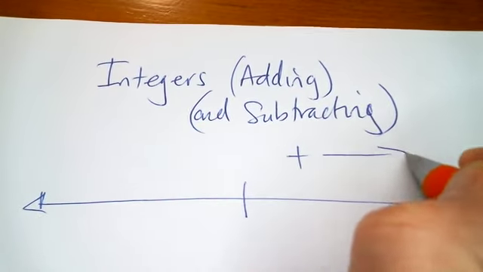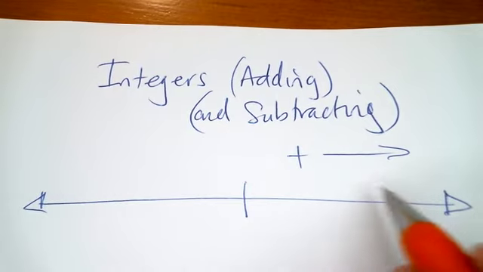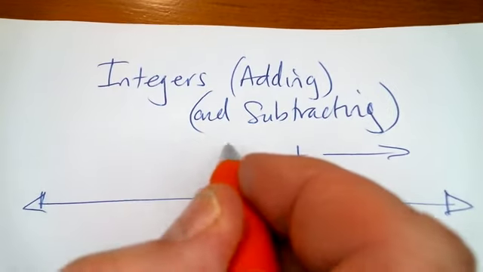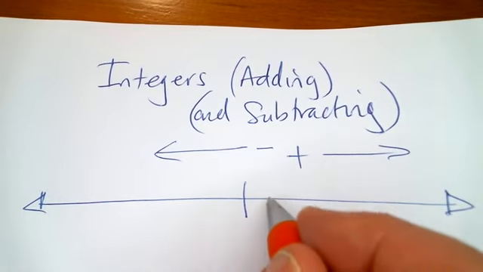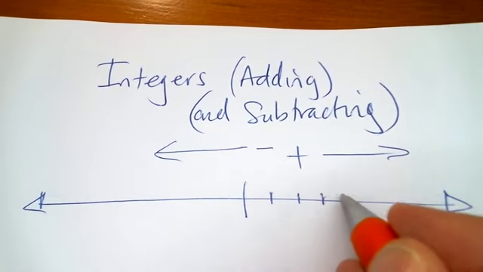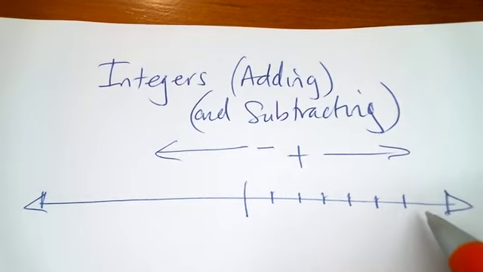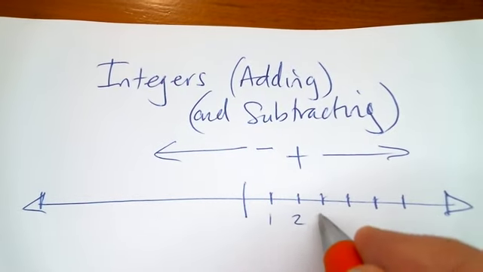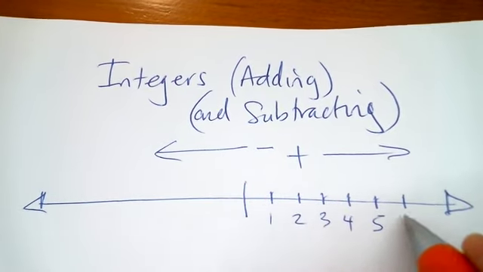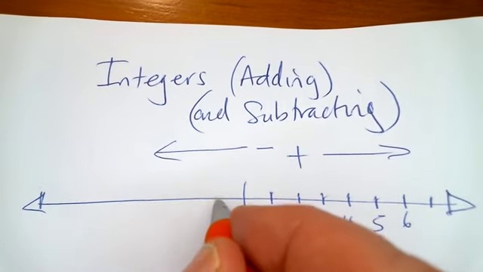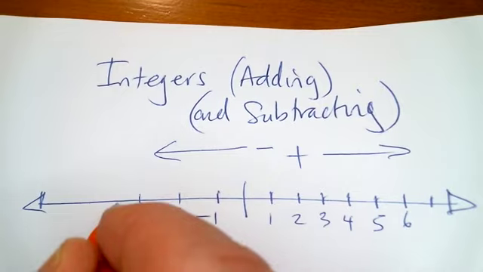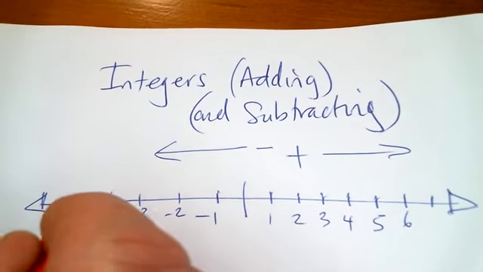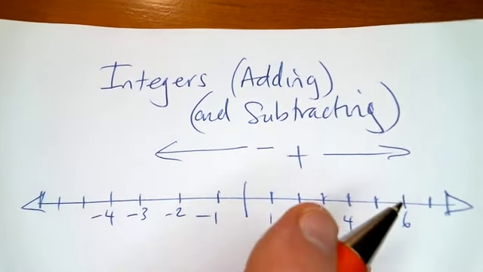These are positive. But really that's not positive so much as the positive direction. And this is not so much negative, but the negative direction. So we've got, let's say, 1, 2, 3, 4, 5, 6. And I can just number those if I like, 3, 4, 5, and 6. And they just keep on going, of course. And there's -1, -2, -3, -4, and so on. So let's now add or subtract some together.